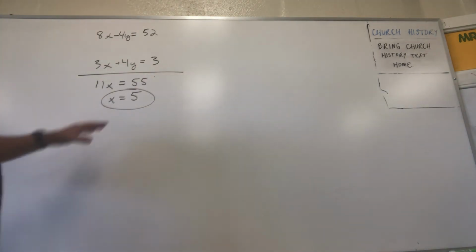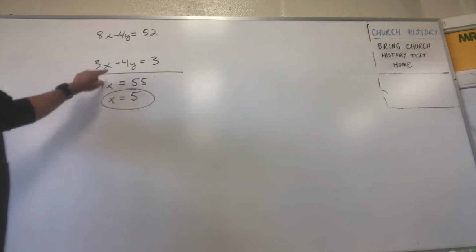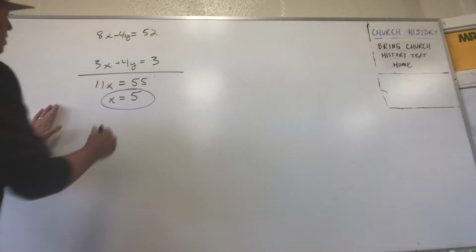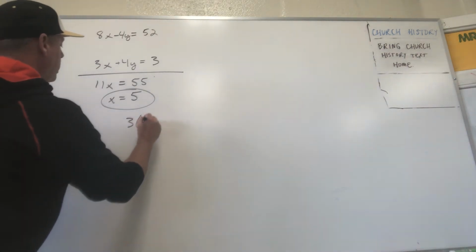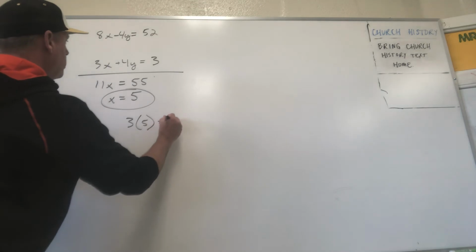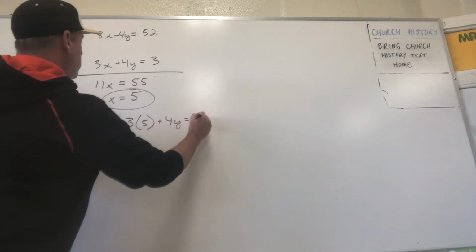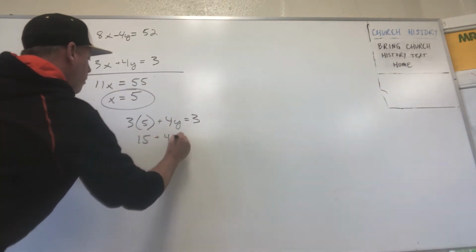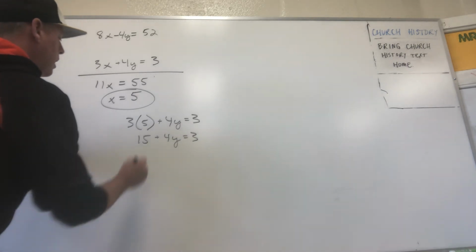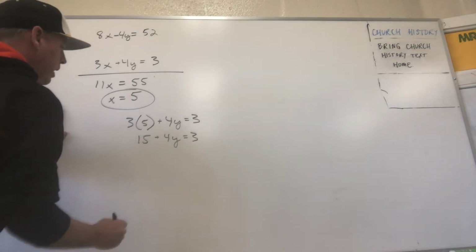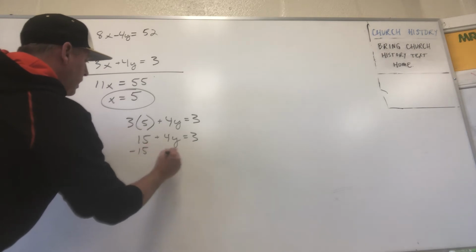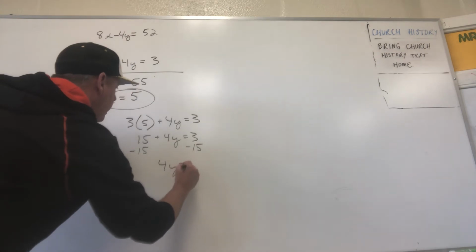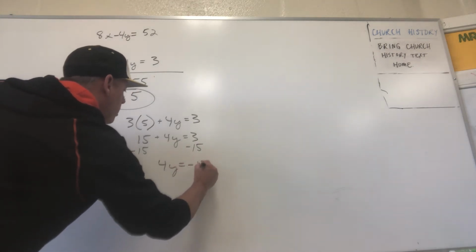Now, I can go back to either one and I can insert x into here. Let's insert x into here. X equals 5, so I'm going to go 3 times 5 plus 4y equals 3. Okay? Well, that's going to be 15 plus 4y equals 3. I'm going to move the 15 over to here, right? I'm going to minus 15 minus 15. I'm left with 4y equals negative 12.